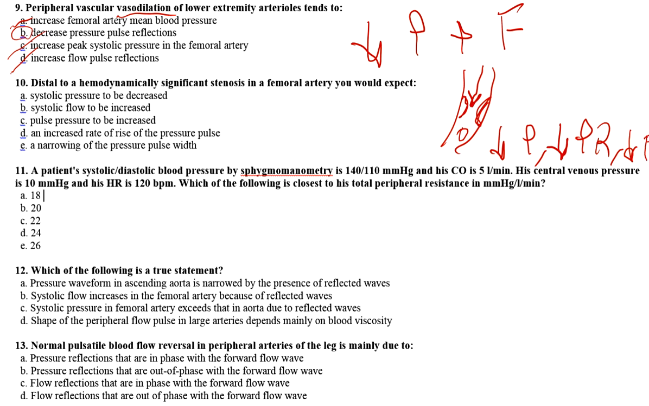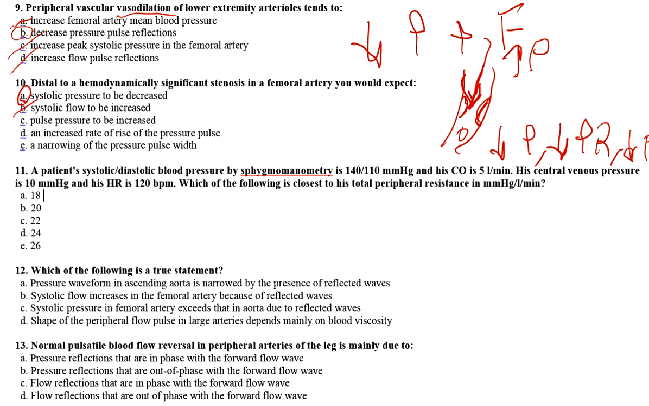Okay, so you would expect systolic pressure to be decreased. I think that's probably true. I hate it when the answer is the first one, then I don't get to go through them, but okay, I think that is the answer. B, systolic flow to be increased. No. So if we're going this way like this, there won't be increased flow. There'll be decreased flow. There'll be increased pressure before the stenosis, but no, there'll be less flow. So we can get rid of B.